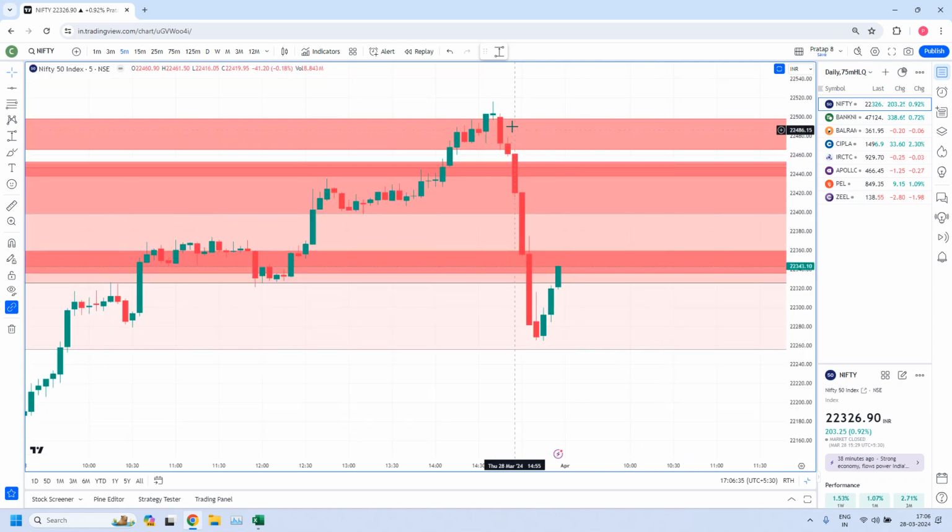How many points did they push? Here somewhere around 22,270 approximately, and here 22,505. Some 230 points of movement from here to here.